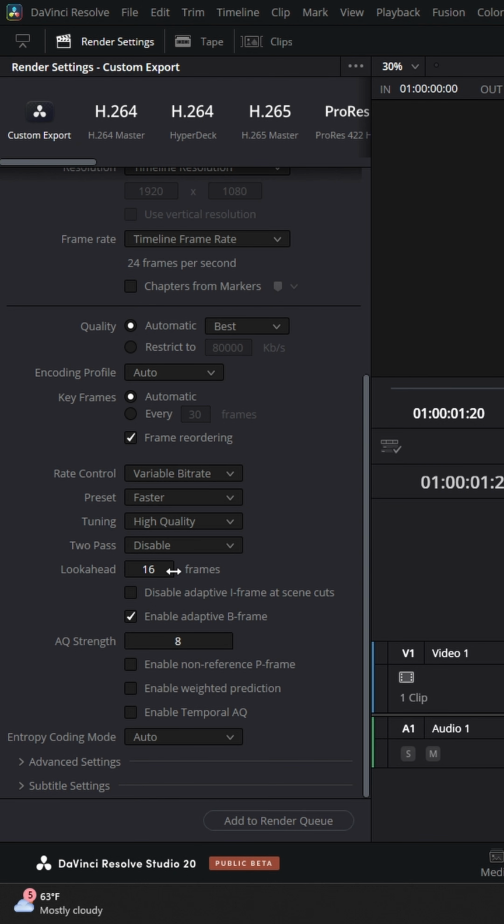Look ahead. It looks ahead 16 frames to figure out how the bits should be arranged and how many bits should be in one frame versus another. That's why I use a variable bit rate. If we're using a constant bit rate, then each frame would have the exact same amount of bit rate, and it would just be your files would be too big for it. You don't need that much. Now, everything else you can usually keep the same. I don't change anything else.